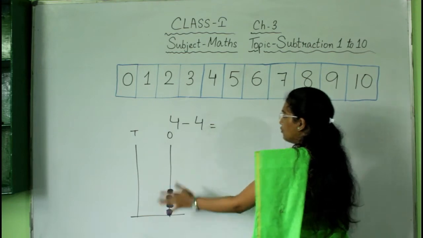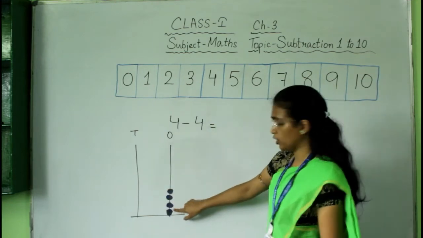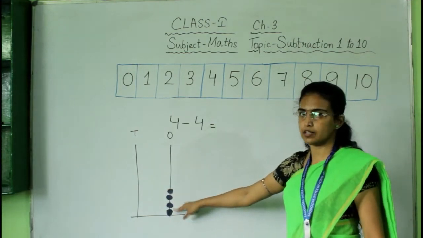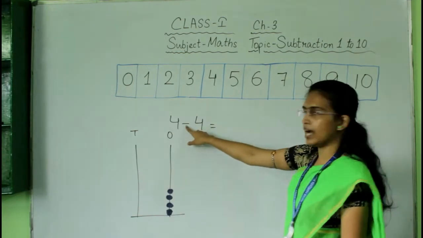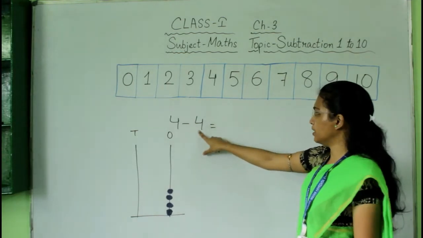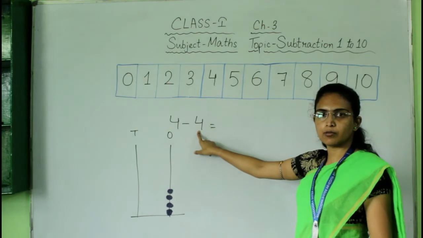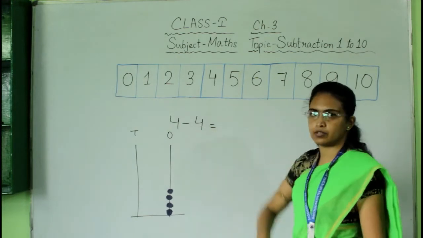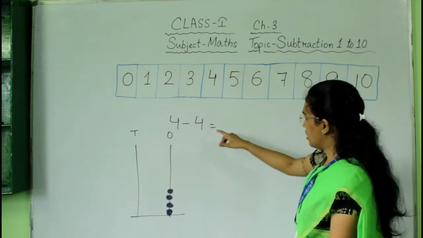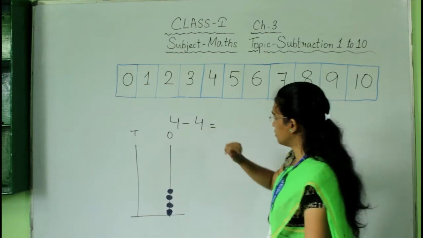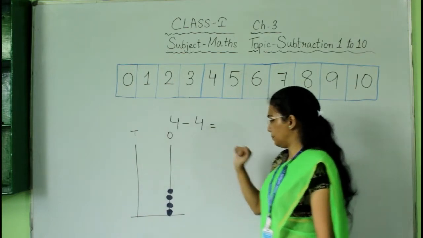2, 3 and 4. We have put 4 balls in one's place. Now what we have to do? We have to subtract. How many numbers? 4 numbers. Okay? So we have to subtract 4 numbers.